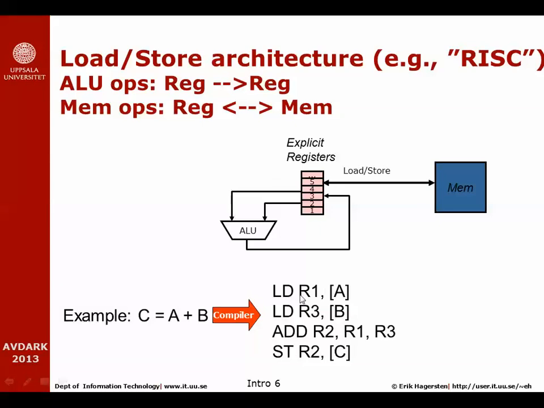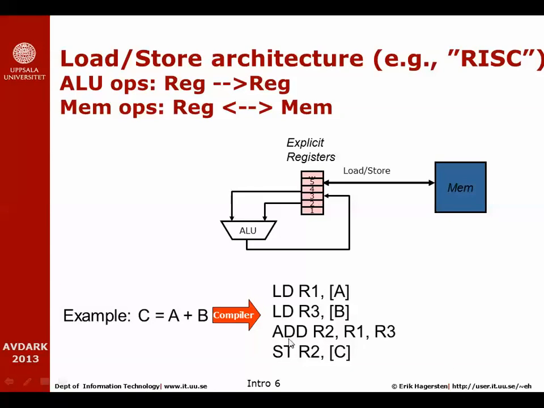So the first instruction would be a load into R1 of whatever value of A is stored in memory. So we will take some contents of memory and load them into a named register, specifically register 1. The next instruction will load whatever value is stored in the memory location referred to as B, and that value will be stored into register 3. So once more, we will load something from memory and move it into a register.